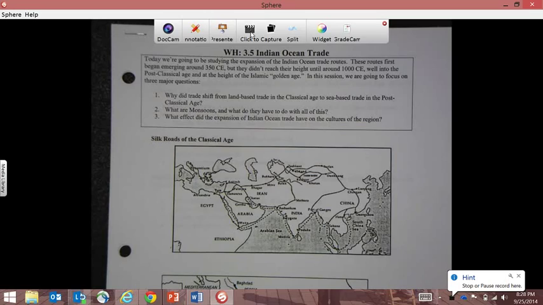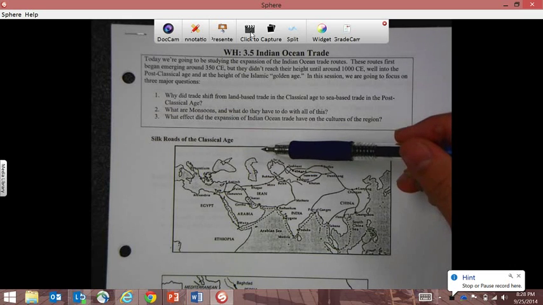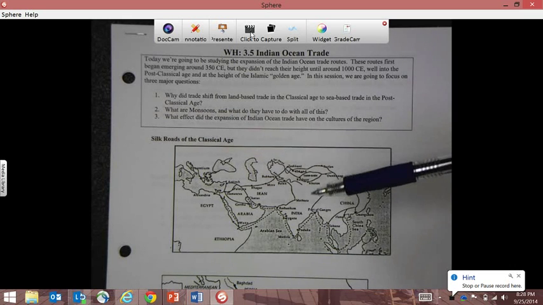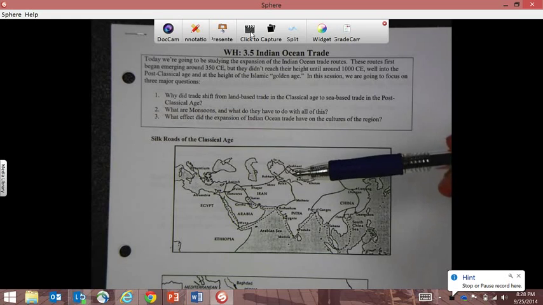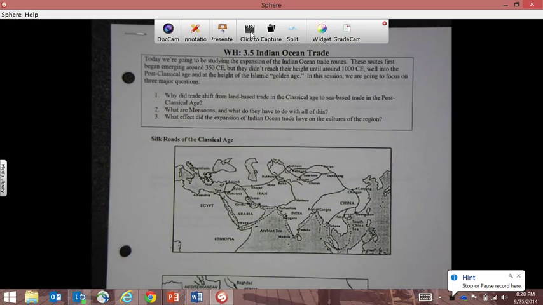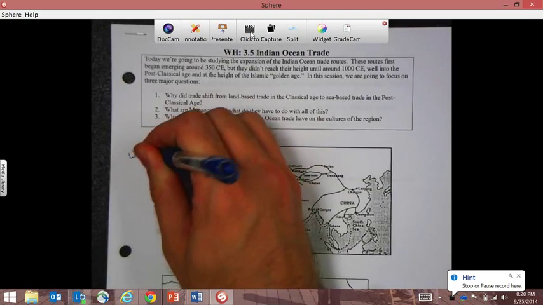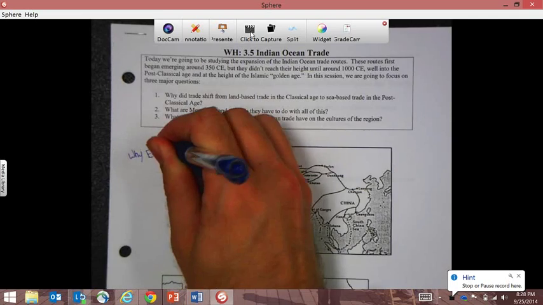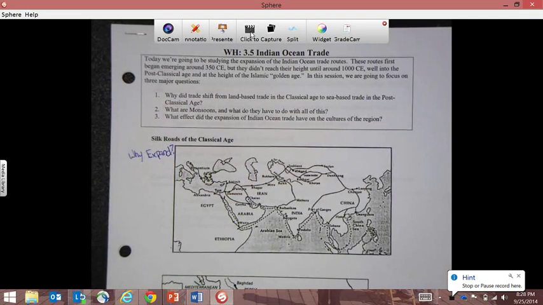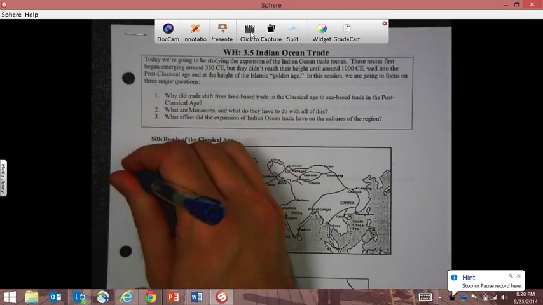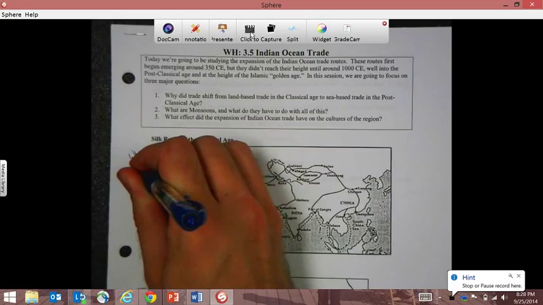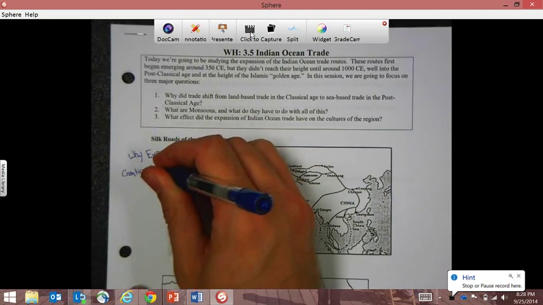So let's dive in. This first thing that you're seeing is a map of the Silk Roads in the Classical Age. So let's do some quick review here. First, I want to focus on why these Silk Roads expanded in the first place. And really, this comes down to the fact that in the Classical Age, we have the creation of these empires.